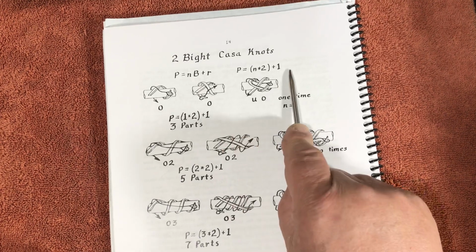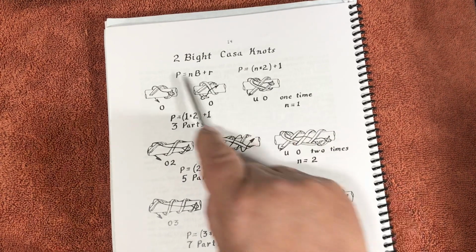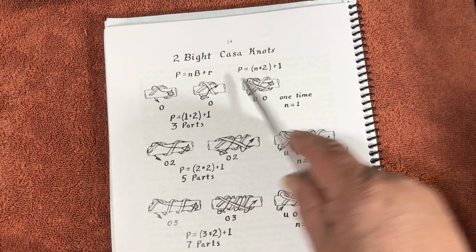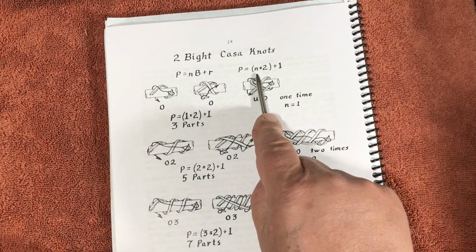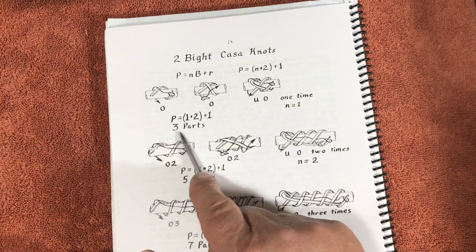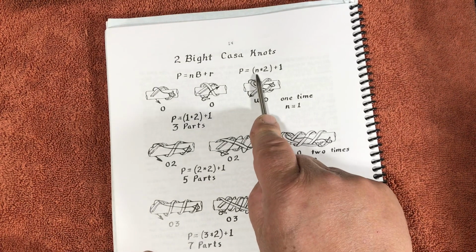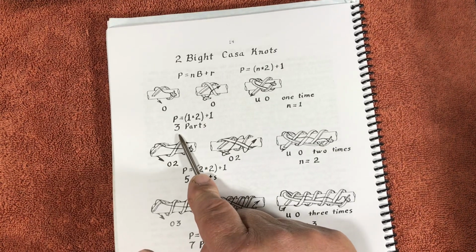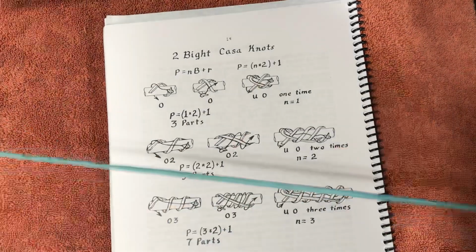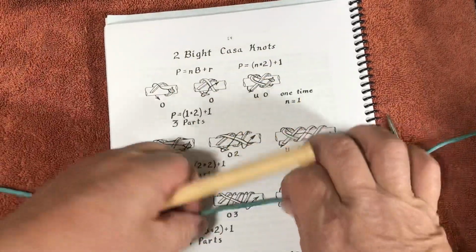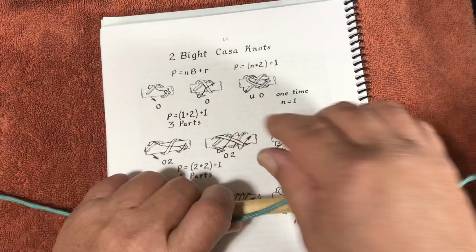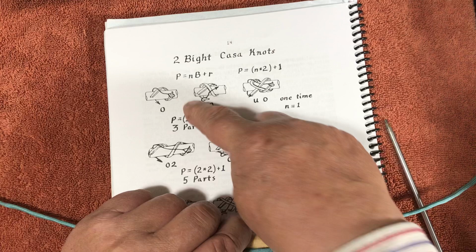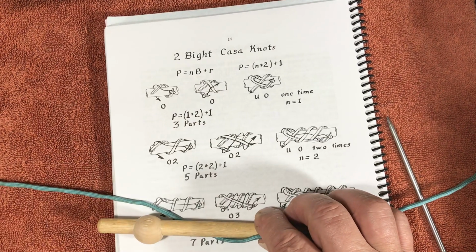So the R is a 1, and we're talking about 2-bight knots, so the B is a 2. So the only variable here that's going to change is the N. And in a 3-part knot, the N is a 1. So you have 1 times 2 plus 1 equals 3. Okay, with that knot, whatever the N is, that's the number of overs or crossings you have on your second half cycle.